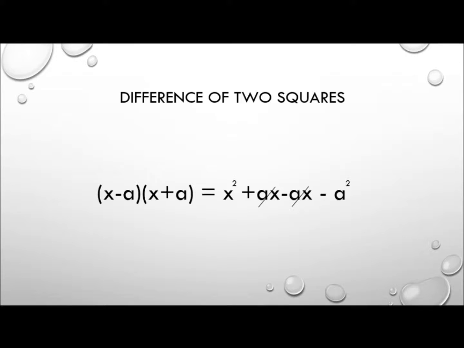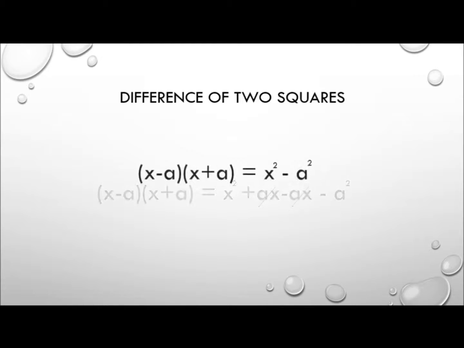If you have a set of brackets where you have x minus a number into x plus a number, and remember that could be either way around, you could have x plus a number into x minus a number. When we expand out the brackets we get x squared plus ax minus ax minus a squared. The two ax terms will then cancel out, leaving us with just x squared minus a squared. This is called the difference of two squares.